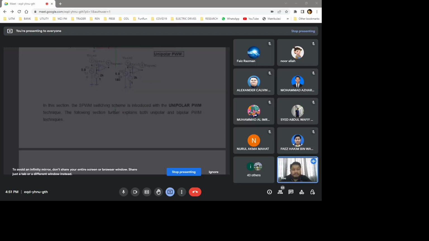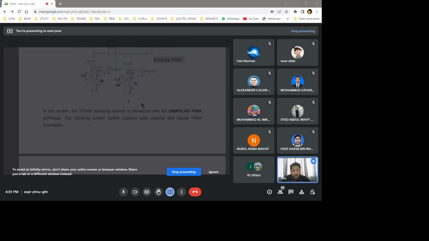Okay, so this is unipolar PWM. There are two categories or types of PWM. The first one is unipolar, the second one is bipolar. And there are two techniques: unipolar and bipolar PWM. So we will have a different arrangement of the comparator, and there's a bit of different control or signals in between unipolar and bipolar.